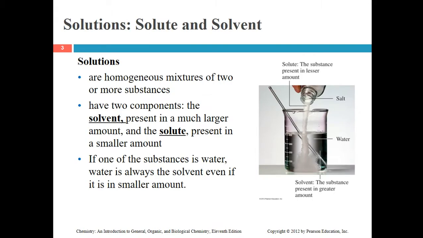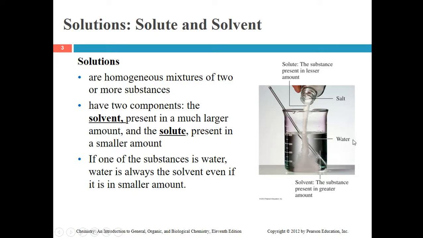On solutions, we need to identify the things we put together. So the two terms would be solute and solvent. As we look over here at this picture, we see salt coming into water. So solutions are homogeneous mixtures of two or more substances. And they have two components, the solvent, which is present in a much larger amount, and the solute present in a smaller amount. So over here, our salt is a much smaller amount than the water. So the salt is called the solute in this case, and the water is the solvent.